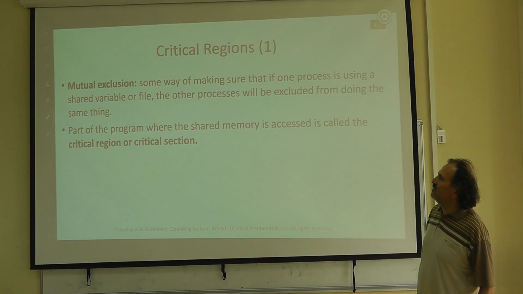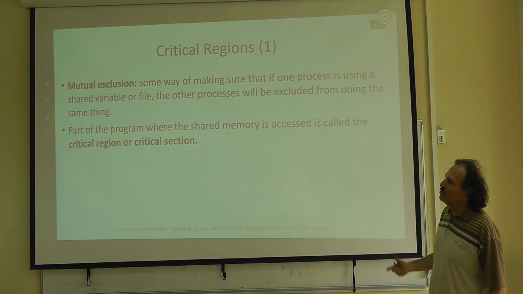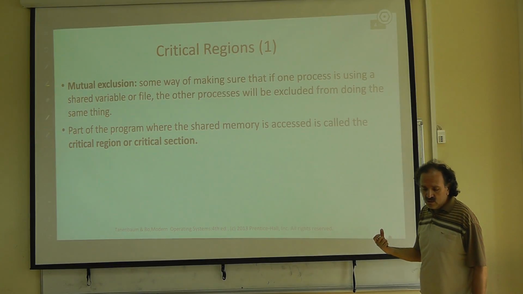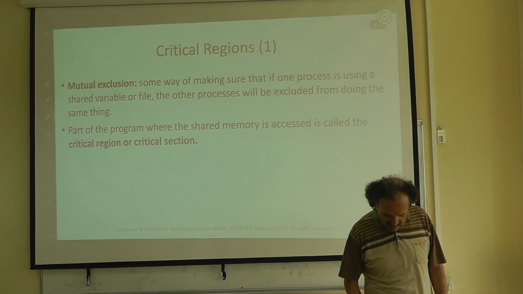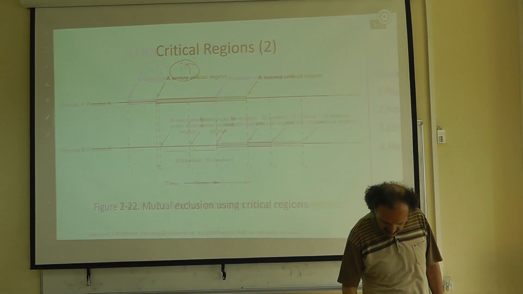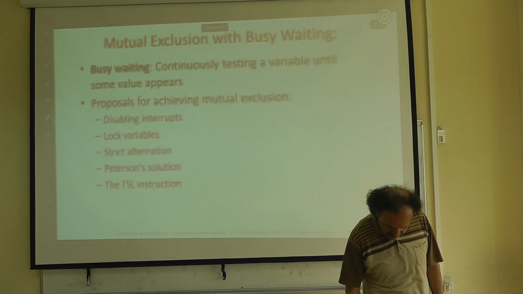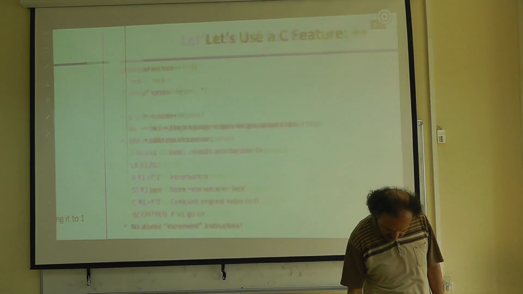The part of the program where the shared memory is accessed is called the critical region. So if you have a mutually exclusive variable, and at that part of the program only you are accessing it, that part of the program is called critical region or critical section. Let's look at some examples actually, and we will know it better.